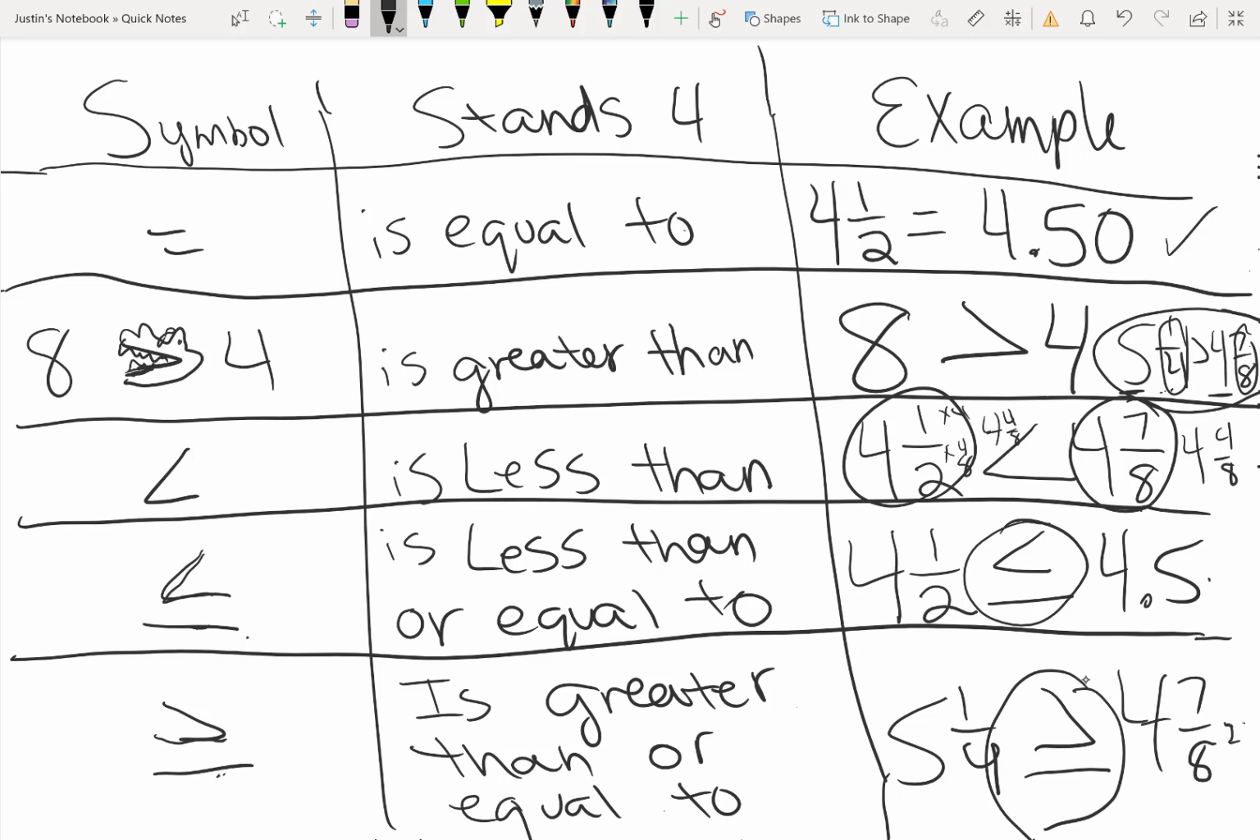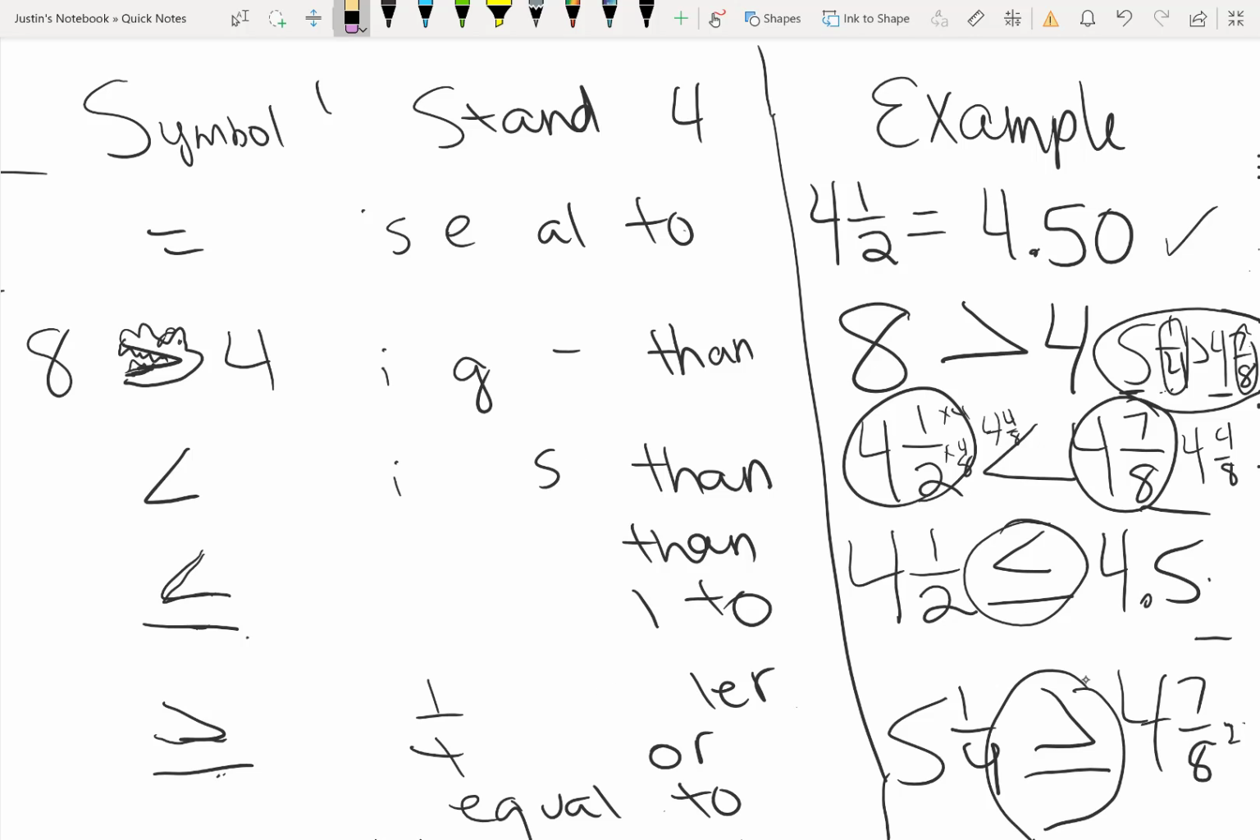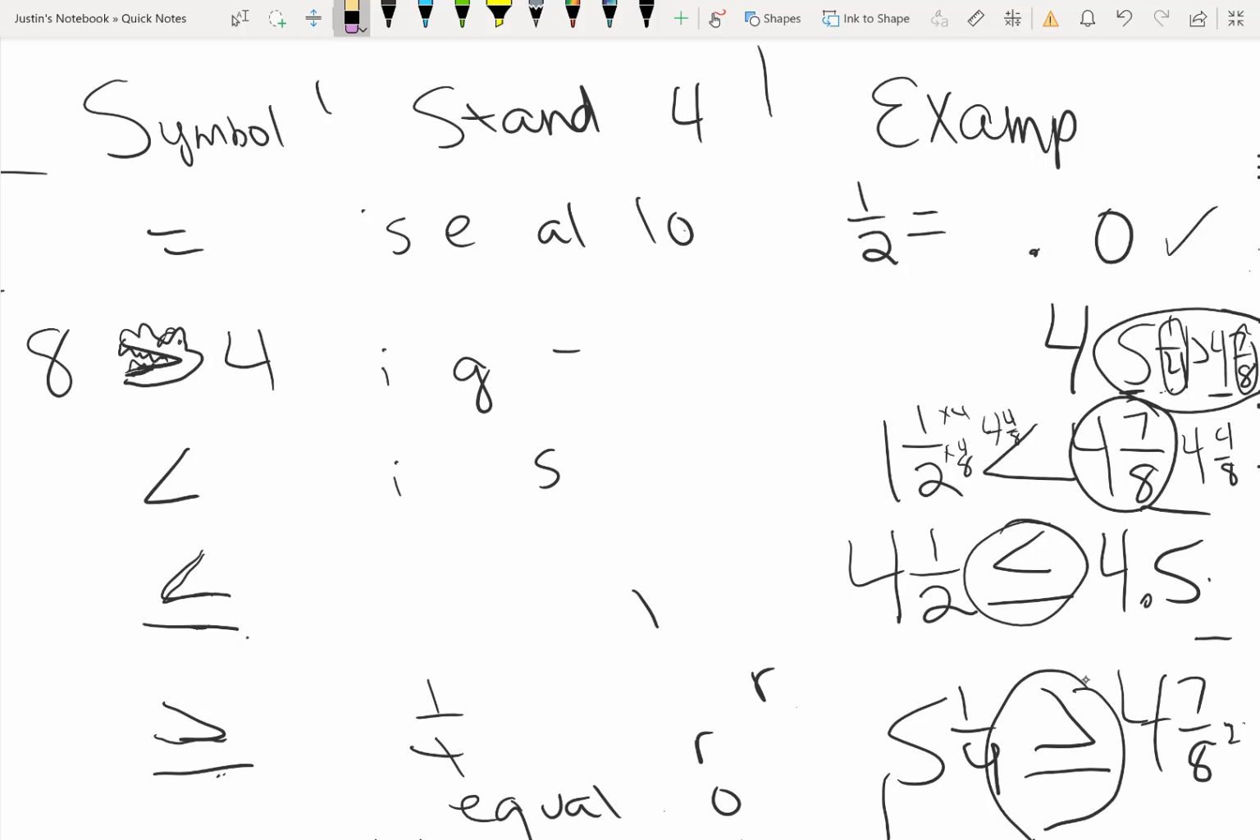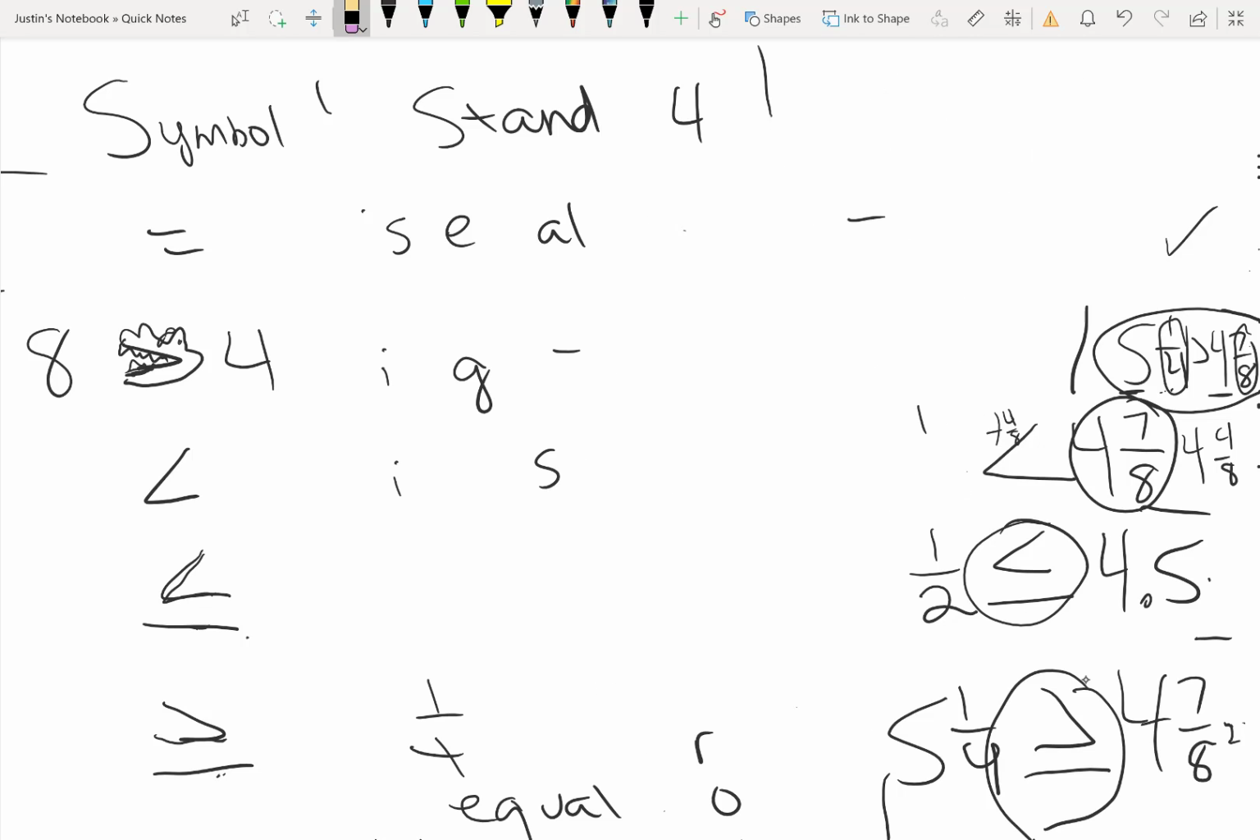All right, so let's look at example 1. I'm sorry, it takes a little while to erase it. Now I don't know what's wrong with my pen, so give me just a second.